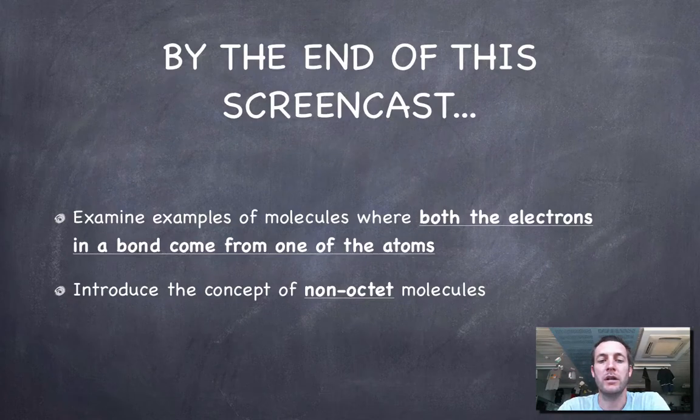Okay, so we're going to look at examples of molecules where there are bonds in which the electrons have come entirely from one atom instead of being shared, one each. And we're also going to look at things called non-octet molecules.